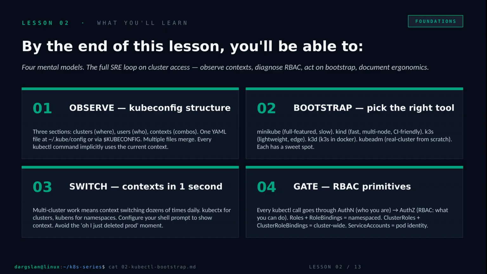First, observe the kubeconfig itself, with its 3 sections: clusters, users, and contexts, all merged from one or more YAML files. Then Bootstrap, picking the right local cluster tool, whether that's Minikube, Kind, K3s, K3d, or kubeadm, each with its own sweet spot. Third, switch, jumping between contexts and namespaces in a single second with kubectx and kubens. And finally, gate, the RBAC pipeline: authn, authz, roles, cluster roles, and service accounts. Observe, bootstrap, switch, gate. That's the spine of everything that follows.